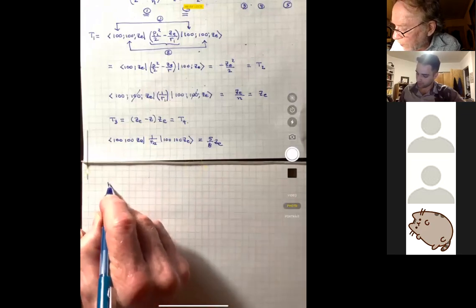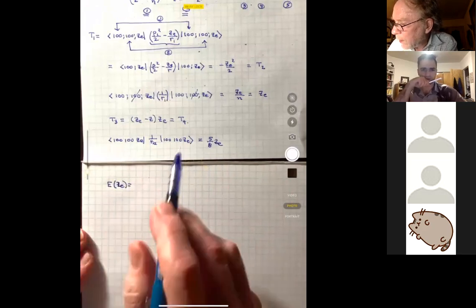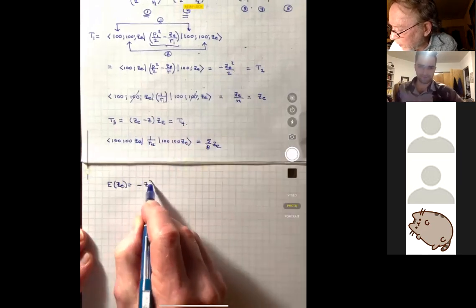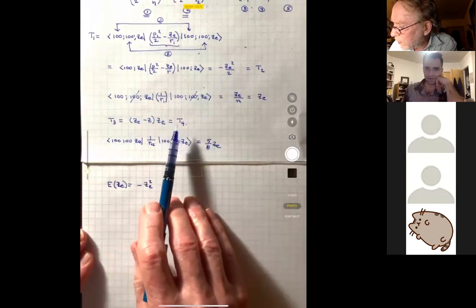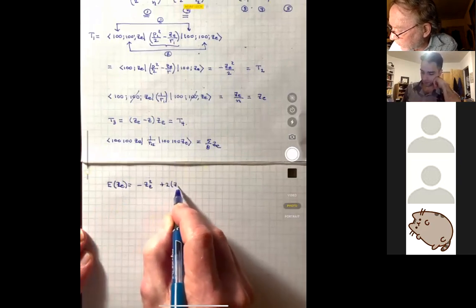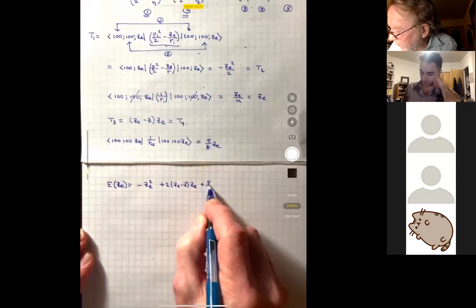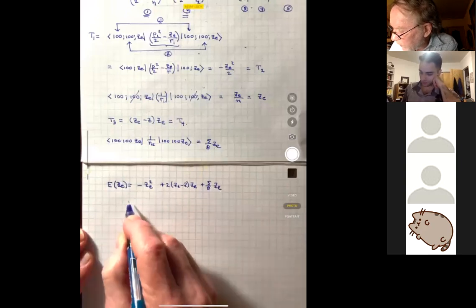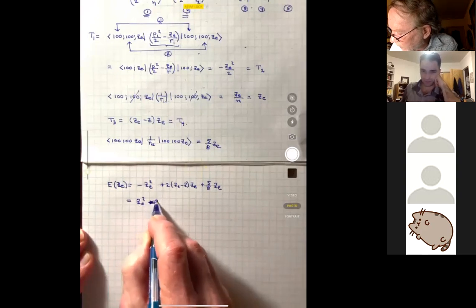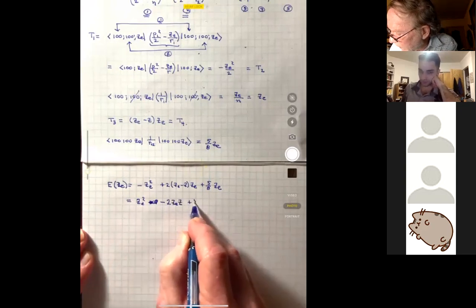So if we add them up, we get an energy functional. Let me call it E as a functional of Z effective, E of Z_E. What is it? It's twice T1, so it's twice minus Z_E squared over 2. So that's minus Z_E squared. Then we add twice T3. So we add plus 2, the quantity Z effective minus Z, times Z effective. And then we add finally the fifth term, which is 5/8 Z effective. And if you simplify this a little bit, it turns into Z effective squared minus twice Z effective times Z, and then plus 5/8 of Z effective.